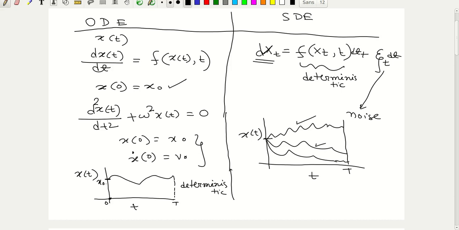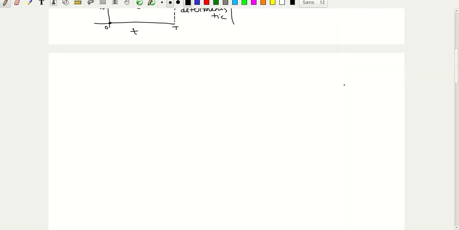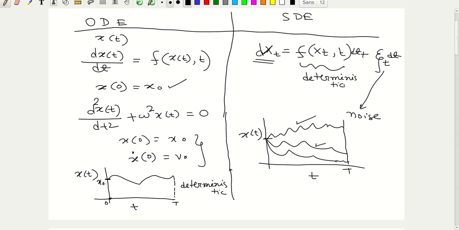So now let's learn something about the noise term, and then I'll describe more about this. An example of a stochastic differential equation is the Langevin equation, which describes the Brownian motion.